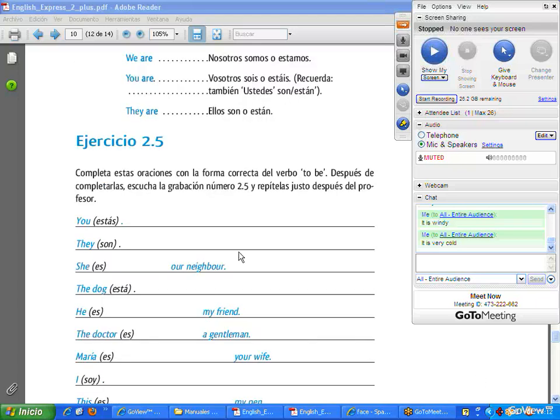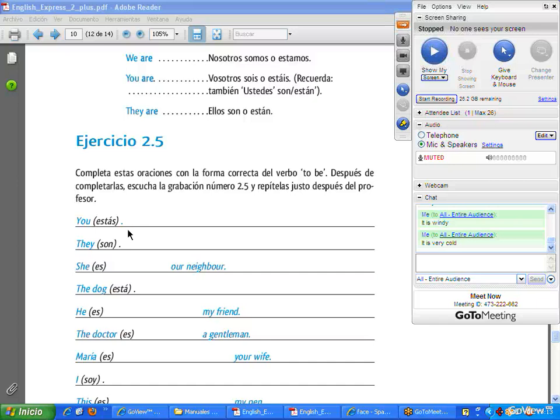So what do we have here? She, the verb to be. Our, possessive adjective. And neighbor, vecino, this is a noun. So here we have our first real sentence. She is our neighbor.